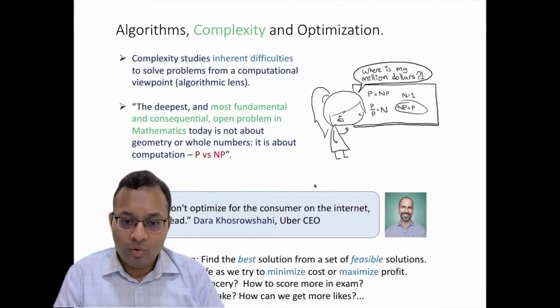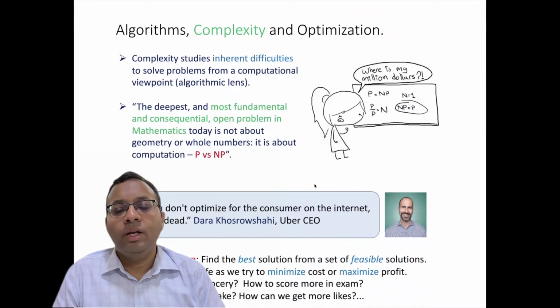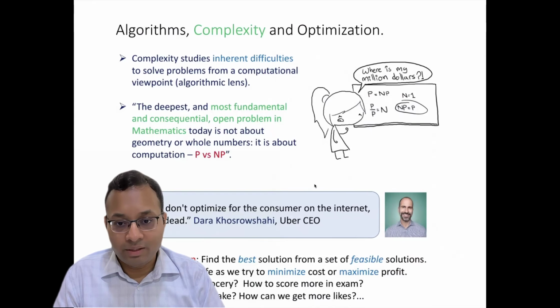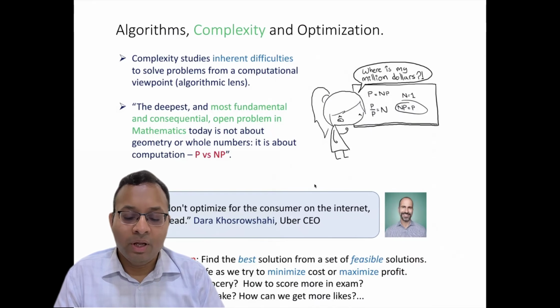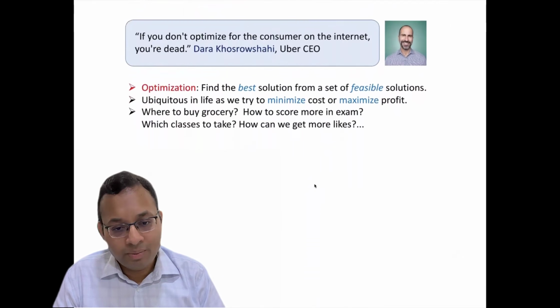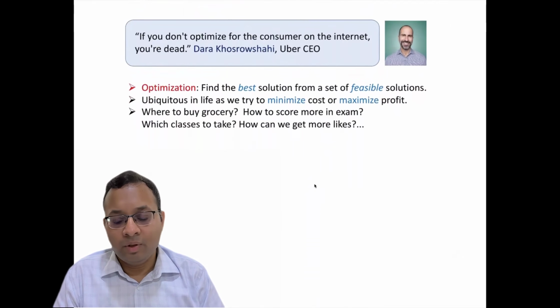Let me talk about two more related notions. One is complexity. In algorithms, we try to solve a problem. And complexity is a complementary part where it studies the inherent difficulties to solve a problem from a computational viewpoint. Some of the deepest questions in math is whether P equals NP or not, whether verifying a solution is almost similar to finding a solution or not. And the notion of optimization is omnipresent when we try to find a best solution from a set of feasible solutions. We have to optimize. So when you try to minimize cost or maximize profit, then we come across these questions.